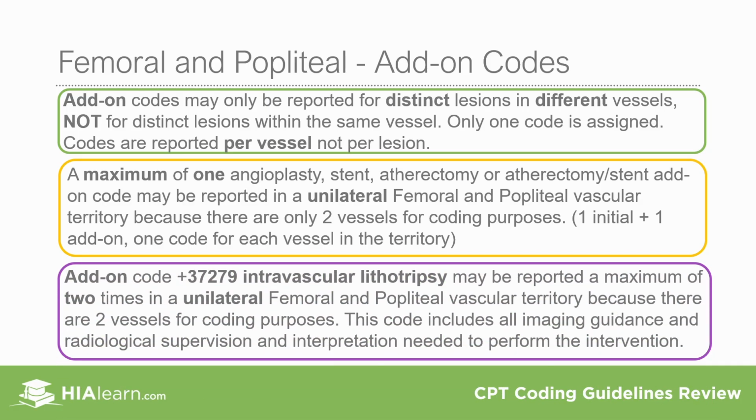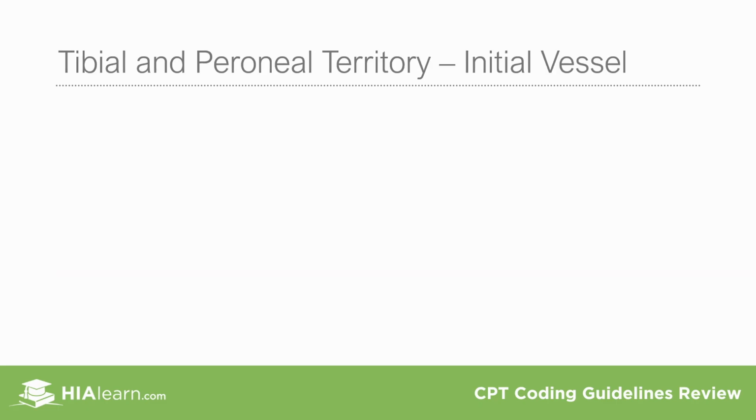Add-on code 37279, intravascular lithotripsy, may be reported a maximum of 2 times in a unilateral femoral and popliteal vascular territory because, for coding purposes, there are 2 vessels that can be treated. This code includes all imaging guidance and radiological supervision and interpretation needed to perform the intervention.